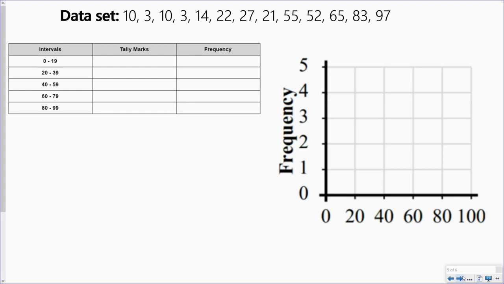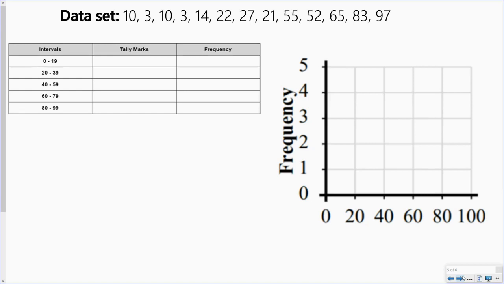I have my data set of 10, 3, 10, 3, 14, 22, 27, 21, 55, 52, 65, 83, and 97. So again, like I've used my frequency table before, but this time I have intervals instead of just specific numbers or specific data points, but I'm going to use it in the same way. So if it falls between 0 and 19, I'm going to put a tally mark for there. If it falls between 20 and 39, I'm going to put a tally mark for there, and so on.